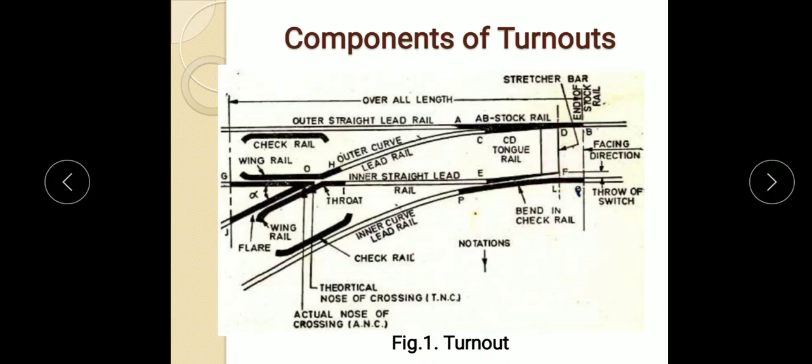And for the locking system, the locking box, lock bar and plunger bar etc. are provided.